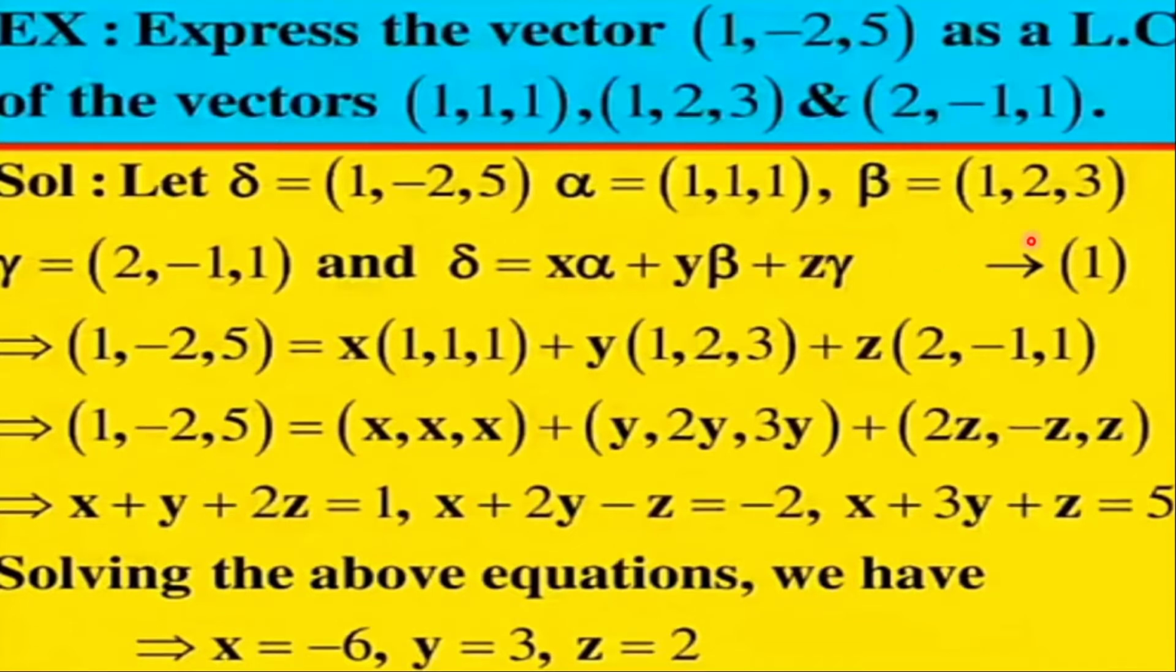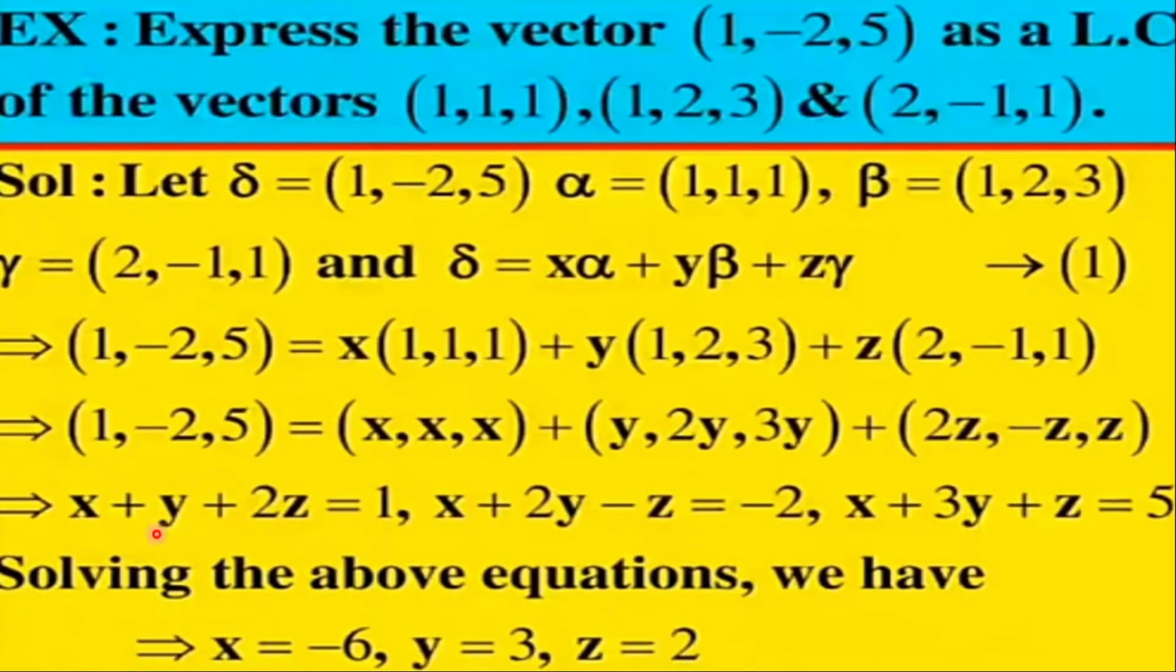This is denoted by equation 1. Now delta, means (1, -2, 5), that is equal to x into alpha (1, 1, 1) plus y into beta (1, 2, 3) plus z into gamma (2, -1, 1). That gives (1, -2, 5) equal to (x plus y plus 2z, x plus 2y minus z, x plus 3y plus z).